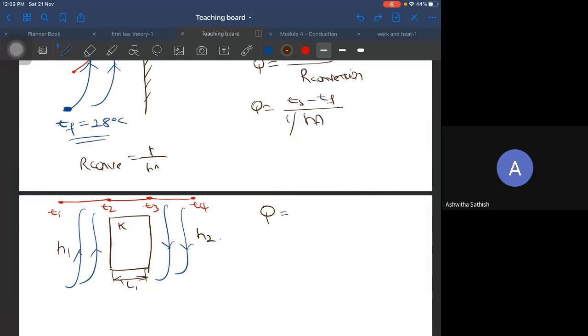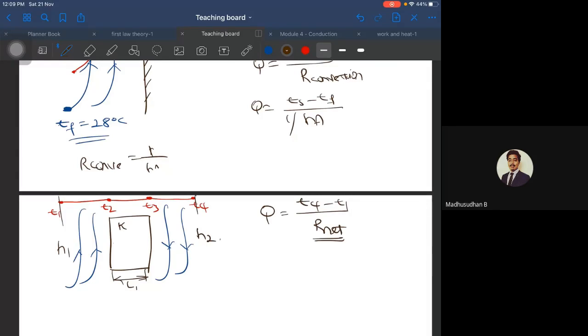I thought I'll take three of them separately and then add them for Q. Okay, fine. So you're talking about the resistance, I hope. So we will calculate R net. The temperature difference between these two sections is what? T4 minus T1, right? Yes.